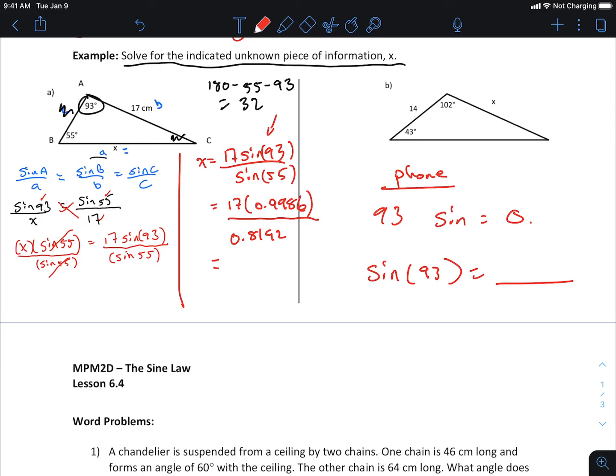Who wants to type in that? Give me a number for the top, divided by the bottom. We should get a value of x. What's the final? It's basically the final answer anyway. I got 20.71. 20.71.